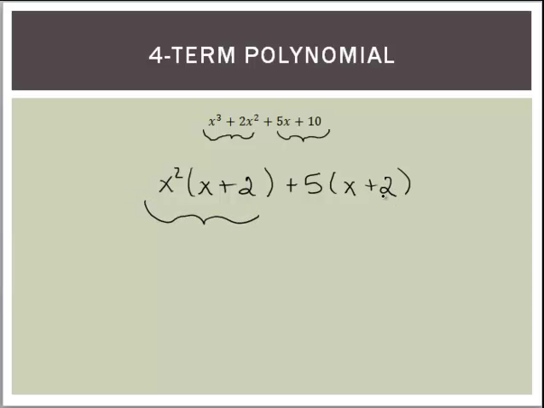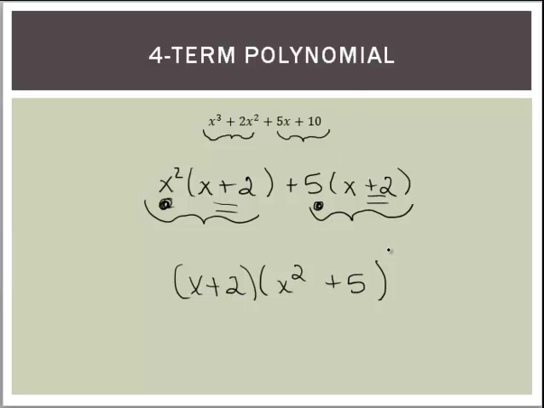Now what do these two have in common? They both have that x plus 2 in common, so factor that out. And when you factor x plus 2 out of the first one, you're left with x squared. When you factor it out of the second one, you're left with 5. This is completely factored for now.